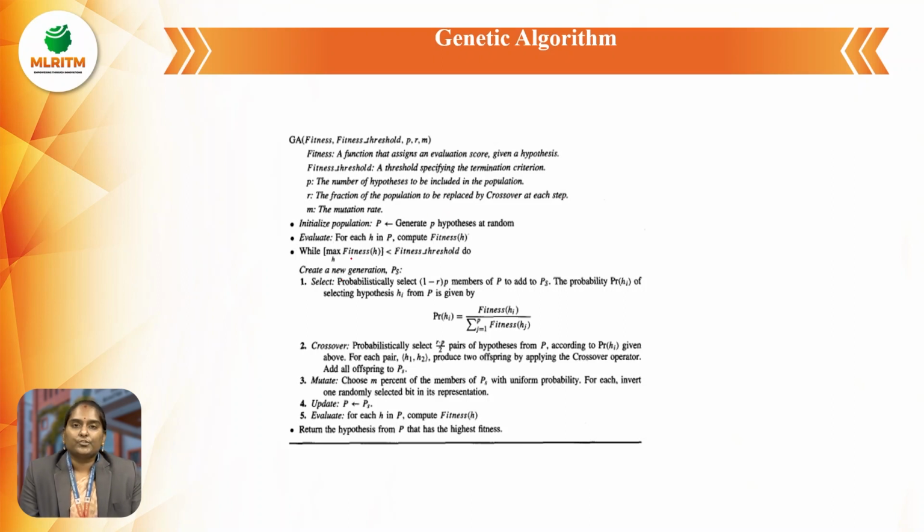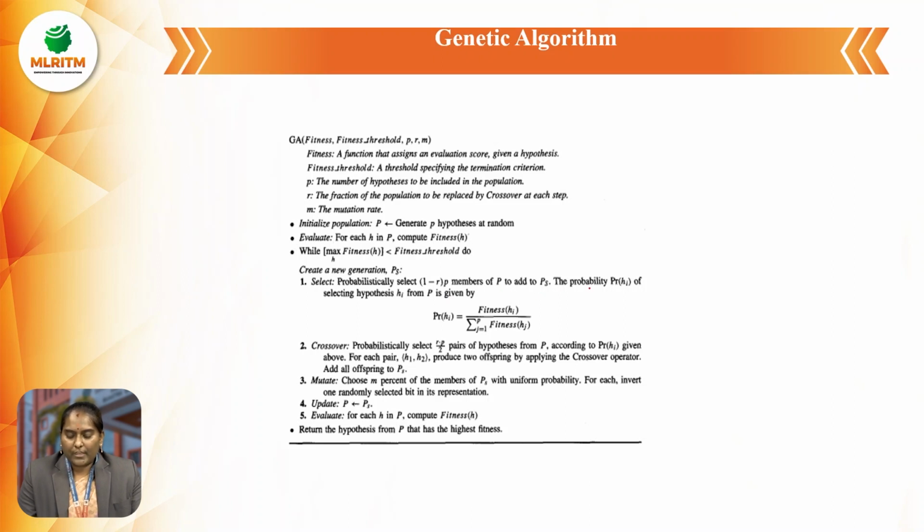Here, we initialize the population. We first assume the values. Generate P hypotheses at random. Evaluate: for each h in P, compute the fitness of h, while max fitness of h is less than the fitness threshold, do the following. Next, create a new generation Ps. In that, we have to perform the operations select, crossover, mutation. Select: probabilistically select (1 minus r) times p members of P to add to Ps.